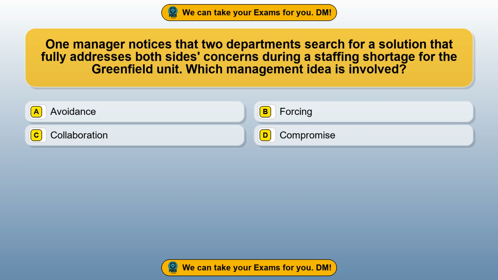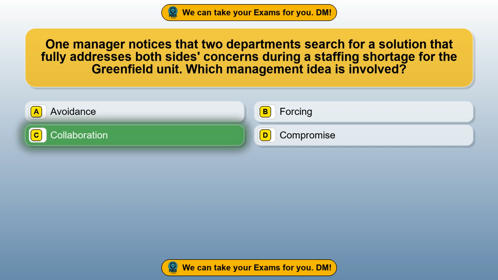Question 78. One manager notices that two departments search for a solution that fully addresses both sides' concerns during a staffing shortage for the greenfield unit. Which management idea is involved? Option A, avoidance. Option B, forcing. Option C, collaboration. Option D, compromise. The correct answer is option C, collaboration.